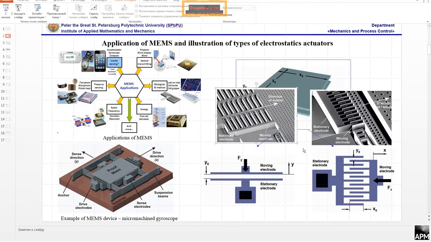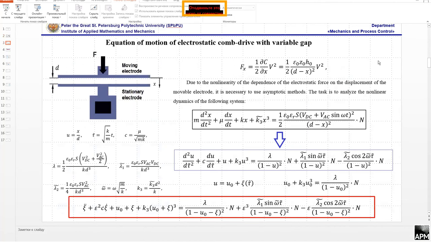In my work, a variable gap drive was investigated. The advantage of variable gap actuators lies in the magnitude of the electrostatic force. When the gap changes, it is much greater. The electrostatic force is calculated using this formula. Due to the nonlinearity of the dependence of electrostatic force on the displacement of the movable electrode, it is necessary to use asymptotic methods.